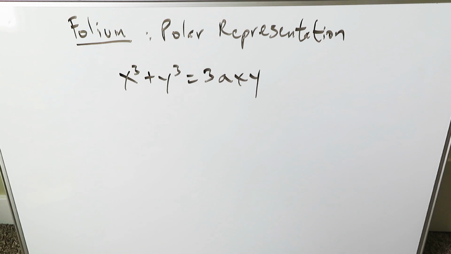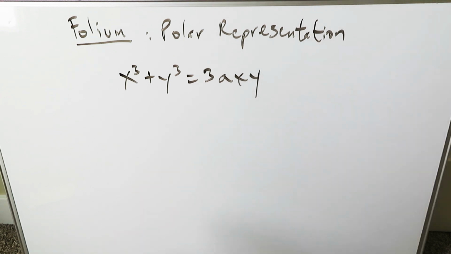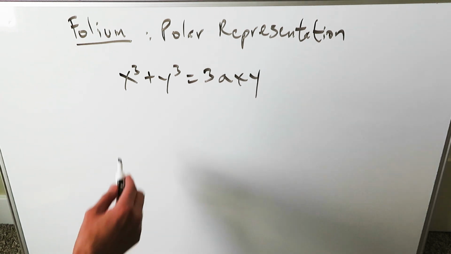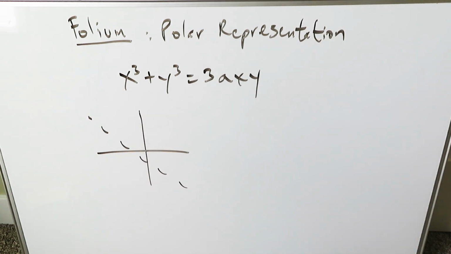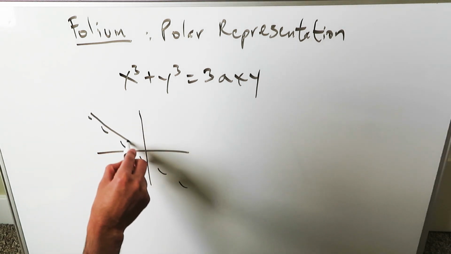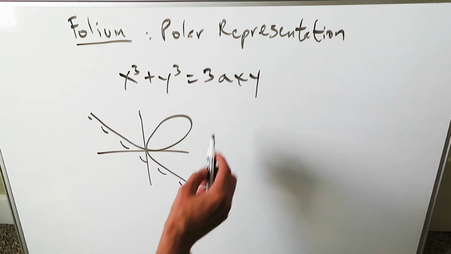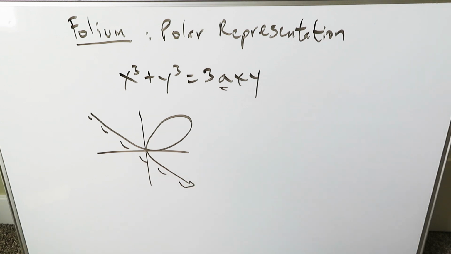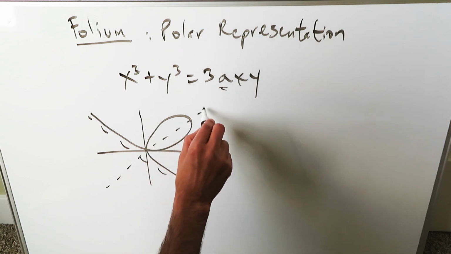X cubed plus y cubed equals 3axy represents the Cartesian or the rectangular form of the Folium of Descartes, where a is a constant. Based on that constant, the representation of that folium changes. But in general, you're looking at a representation which is like this. There is an asymptote. You have a folium which develops like this, and then it continues in this direction. The a value right over here impacts the representation and the area of that loop.